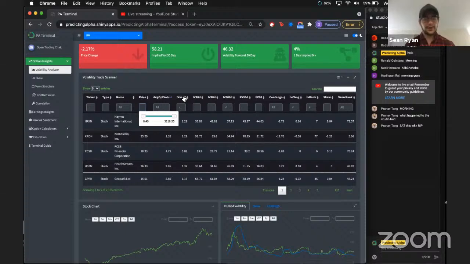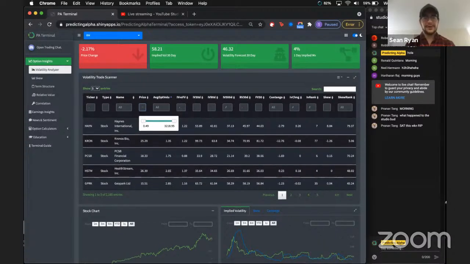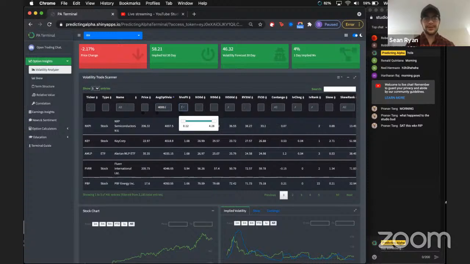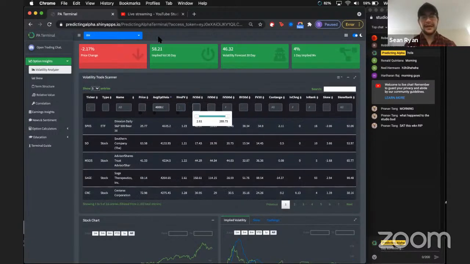As for price, let's put on some liquidity filters. I'm going to put 15. Average option volume, let's go 4,000. IV versus forecast, 1.2 or greater. So I put on my liquidity, option volume, and price. Then I put on IV versus forecast of 1.2, so the implied vol is going to be at least 1.2 times the forecast of volatility for the 30-day options. And then with those on, why don't we sort by IV rank?